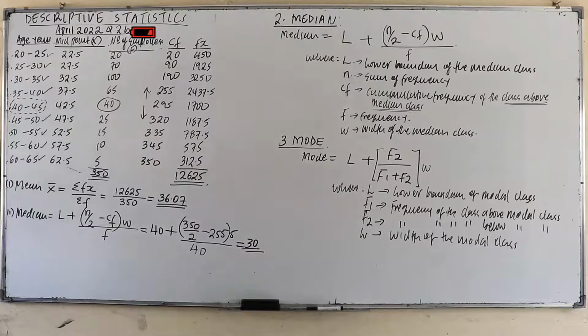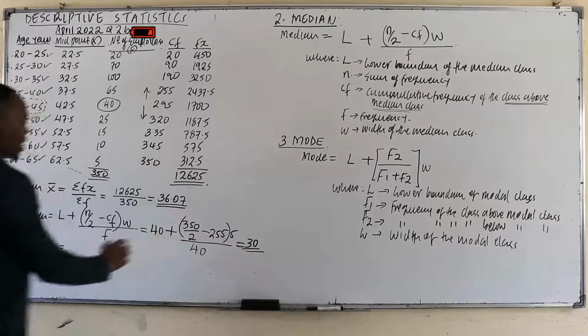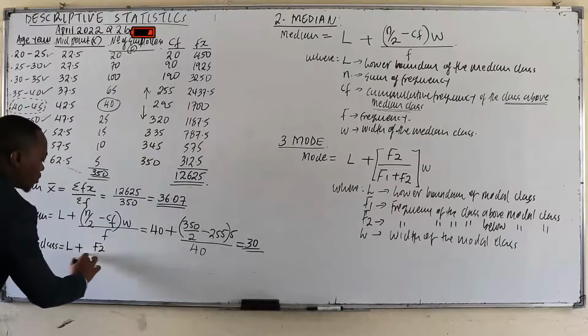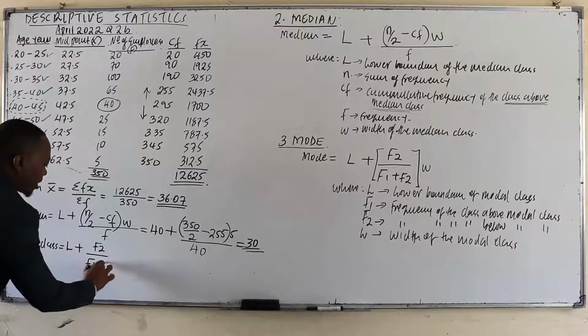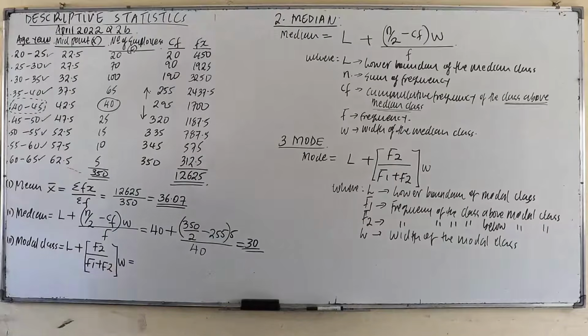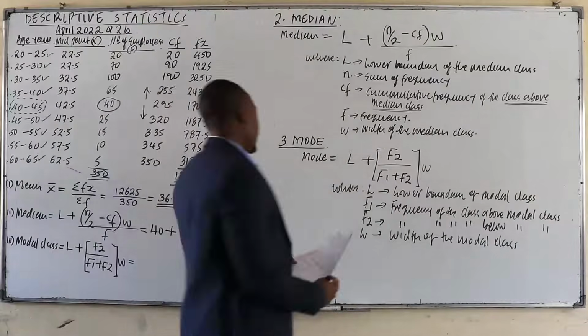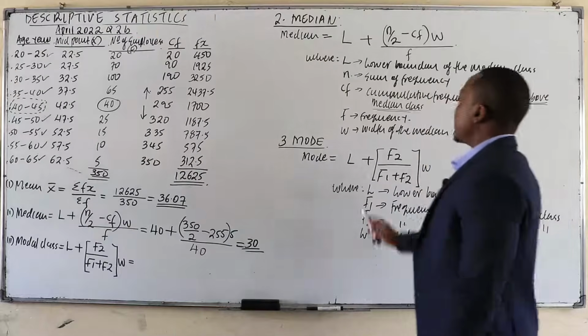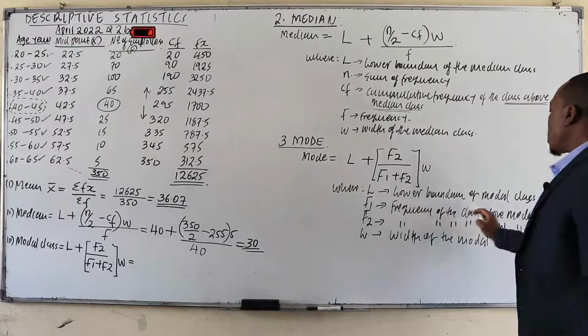Lastly, let's compute the mode. The modal class. So how do we get the mode? To get the mode, it's the lower boundary plus F2 over F1 plus F2, all of it multiplied by the width. So what is F2? First of all, let's start with L. L for the modal class is the lower boundary of the modal class.